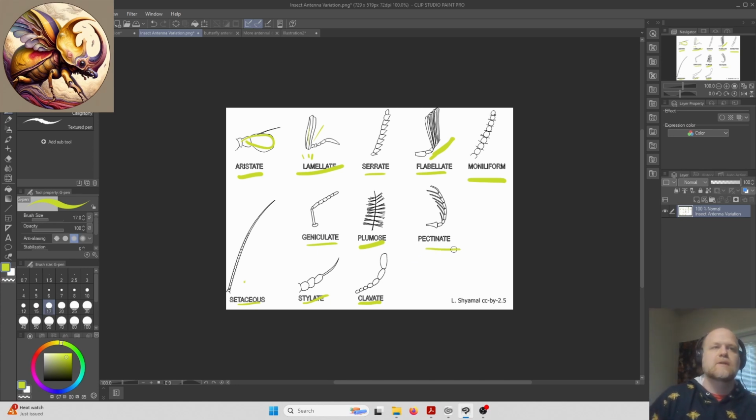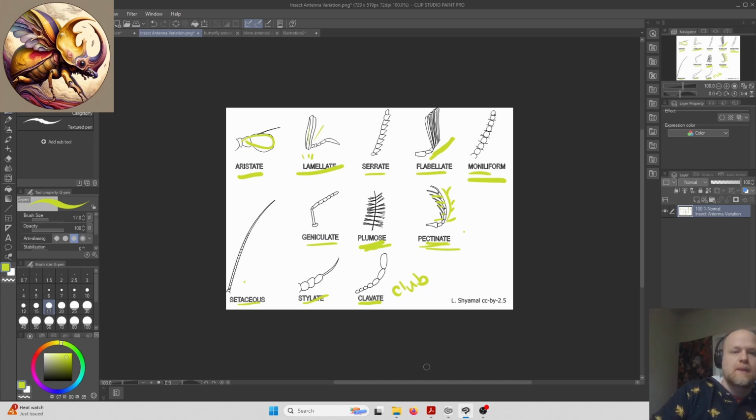Pectinate looks like, so plumose means like feathered, so it looks feathered, versus pectinate is kind of like what I've learned is like a fish bone, where you have the backbone and then the ribs coming off it on one side. You can also have bipectinate, where this exists on both sides. Stylate is like a stylus. Setaceous is like a seta, so like a hair. Clavate is like a club. Moniliform, mono meaning one form.